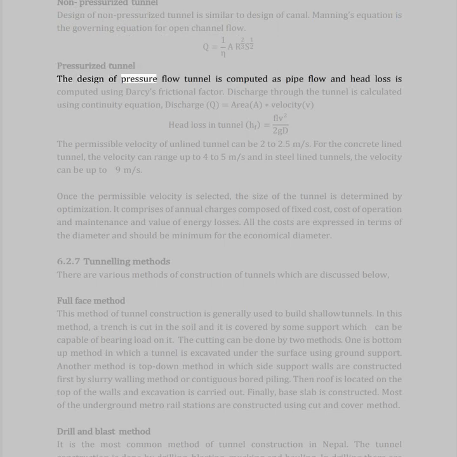Pressurized tunnel. The design of pressure flow tunnel is computed as pipe flow and head loss is computed using Darcy's frictional factor. Discharge through the tunnel is calculated using continuity equation. Discharge, Q, equals area, A, multiplied by velocity, V.